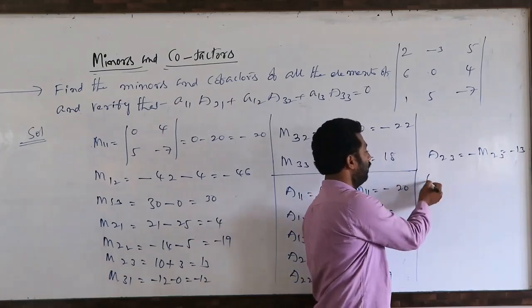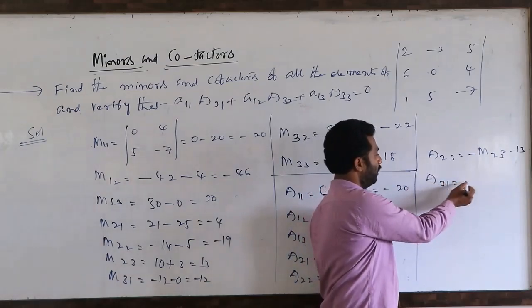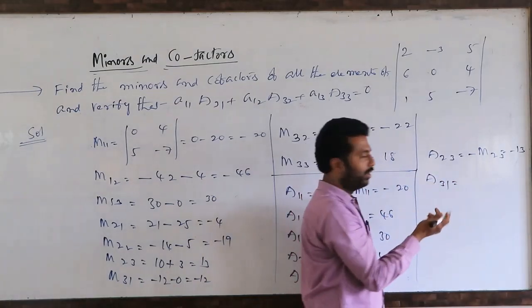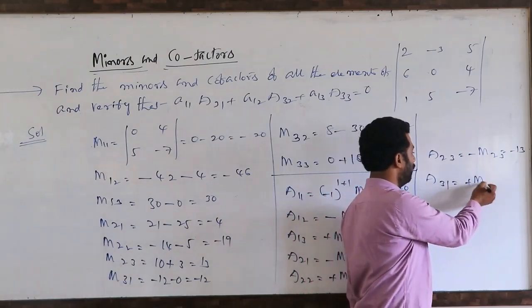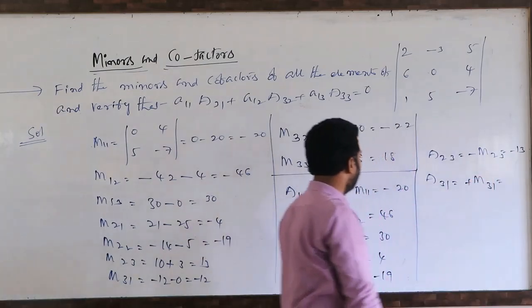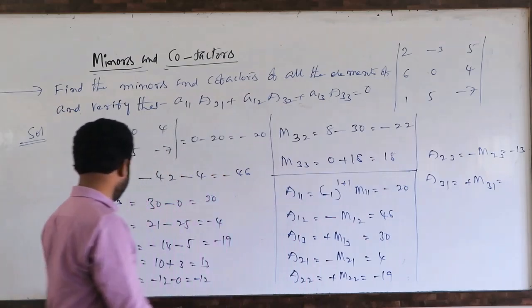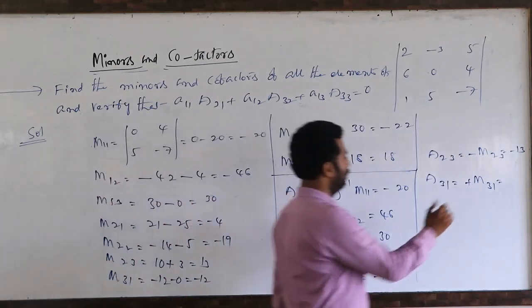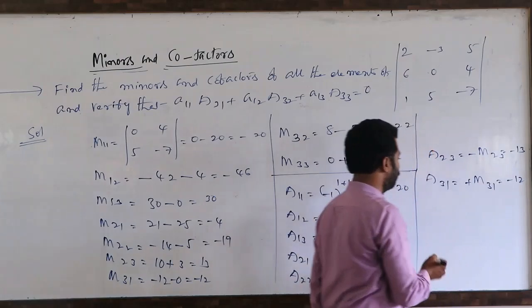Then A31. 3 plus 1 is 4, an even number, which means plus. That is M31. What is M31? That is minus 12. So this will be minus 12.